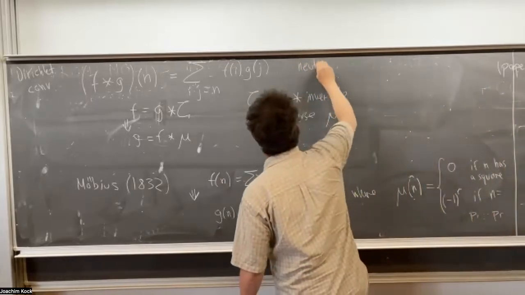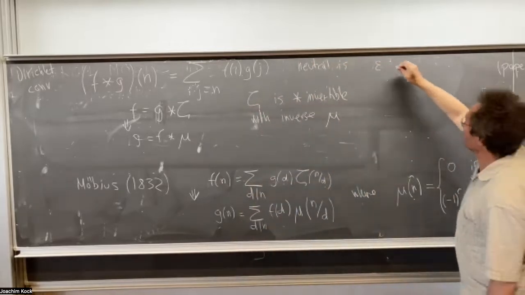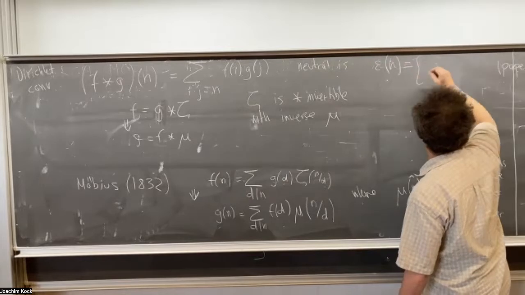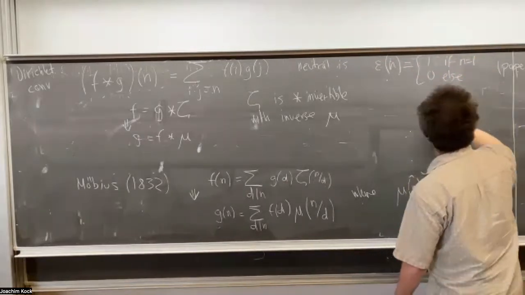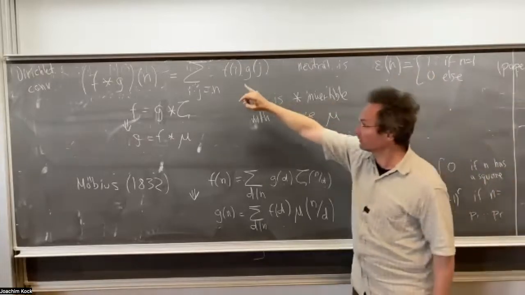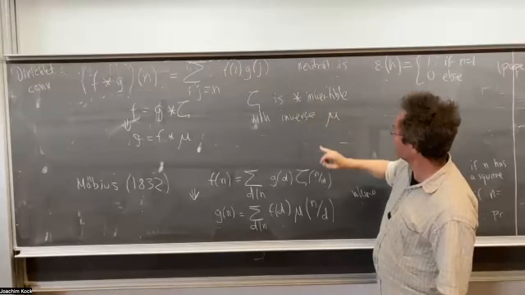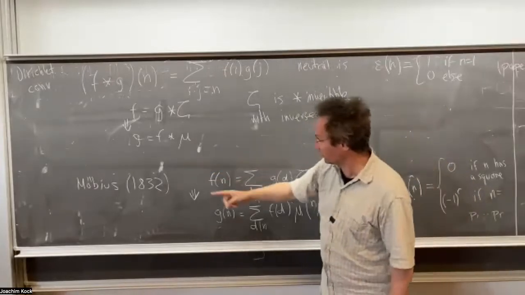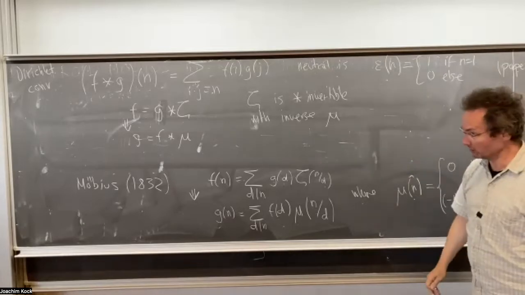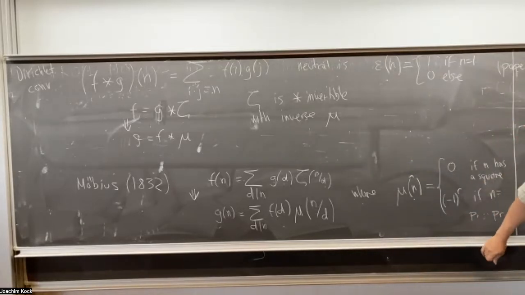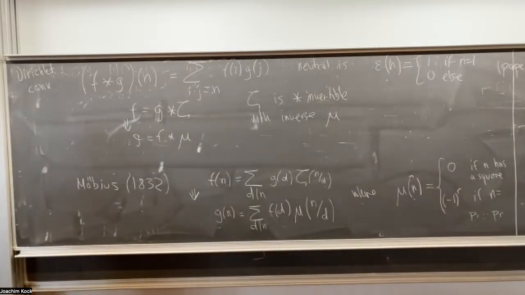To make sense of this, I didn't tell you what's the neutral for convolution. The neutral is epsilon, defined by 1 if n is equal to 1 and 0 otherwise. You easily check that this is neutral for convolution. So it makes sense to ask what is invertible. And what Möbius inversion says is that the zeta function is invertible and its inverse is the Möbius function. Okay, so that's all I wanted to say about the classical Möbius inversion.